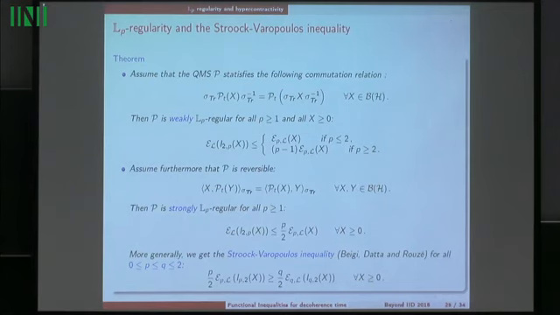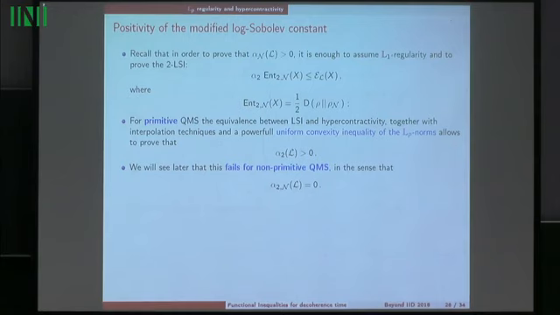Okay, so now just using this inequality here, you can prove the equivalence between the log-Sobolev inequality and hypercontractivity. And using the case p equal 1, so L1 regularity, if we are able to prove that this inequality holds, then we have proved that our modified log-Sobolev constant was positive.